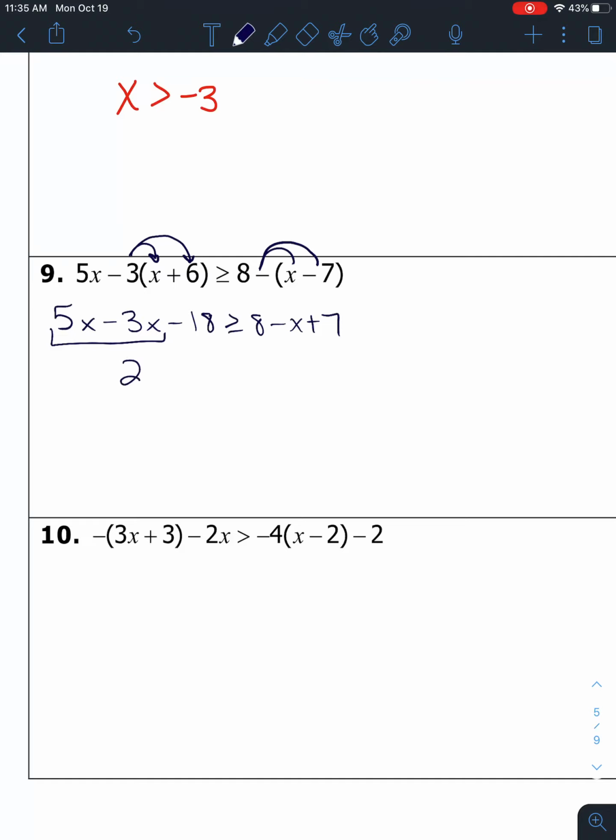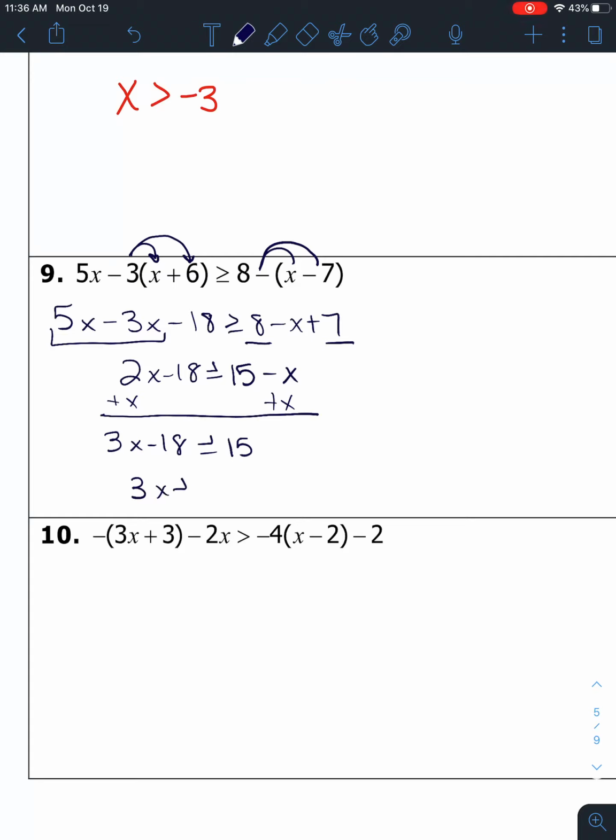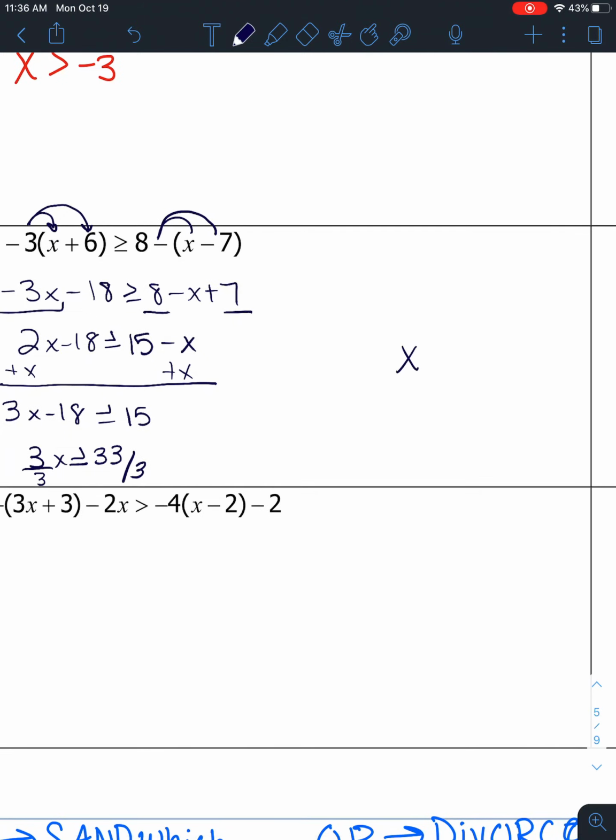5 minus 3 is 2x minus 18 greater than or equal to 8 plus 7 is going to be 15 minus x. All right, I'm going to add x to both sides here. So that gets me 3x minus 18 is greater than or equal to 15. Add 18 to both sides, so that gets me 3x is greater than or equal to 33. Divide both sides by 3. So my final answer is going to be x is greater than or equal to 11.